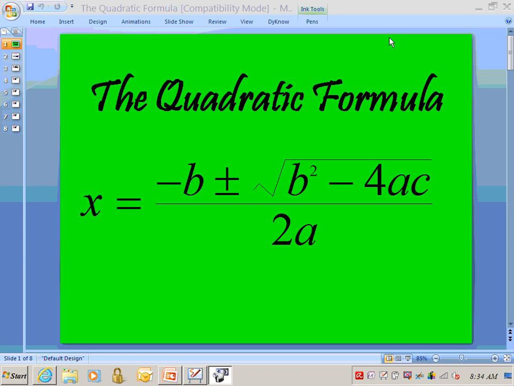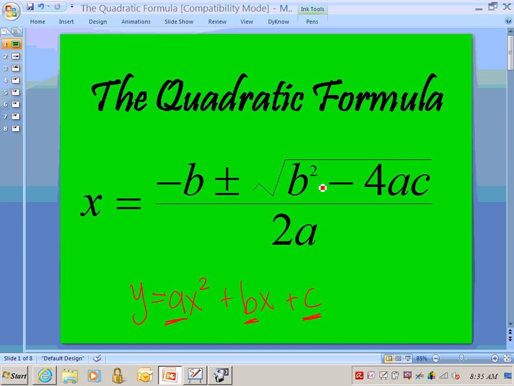Formula. What this says is x equals negative b plus or minus, there's two signs there, plus or minus, the square root of b squared minus 4ac. And all of that gets divided by 2a. Okay, the a, b, and c are coming from when we have our quadratic equations: y equals ax squared plus bx plus c. Right? We're actually going to get these values from this equation and fill them in this formula.